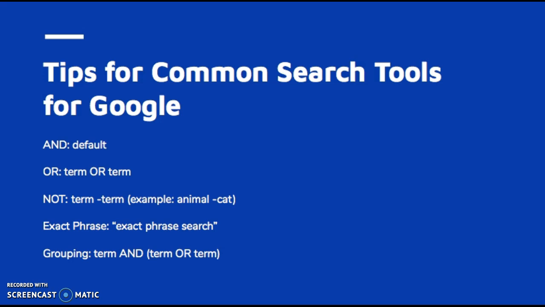If you're searching for an exact phrase, simply put quotation marks around the phrase. You can also use multiple search operators to group the terms.